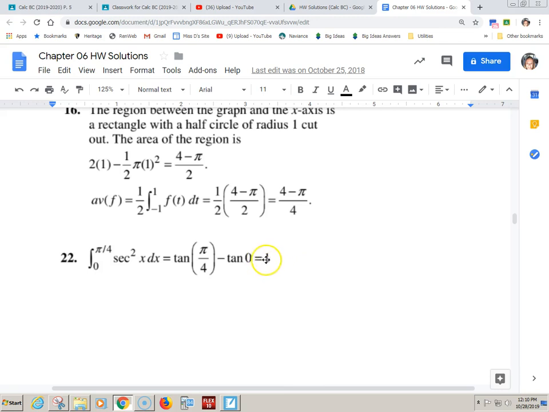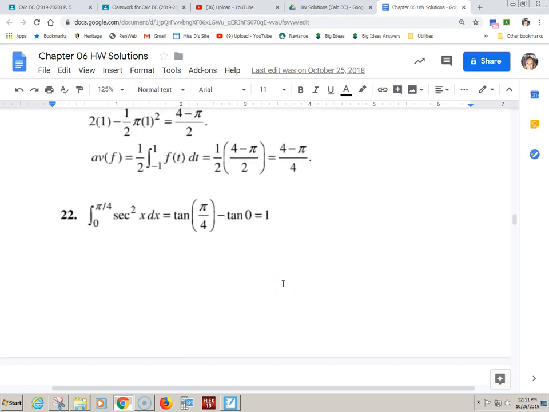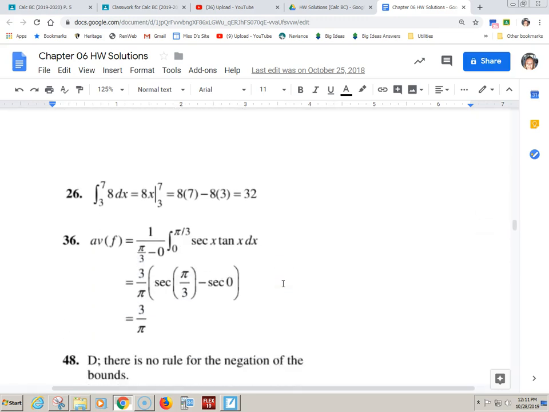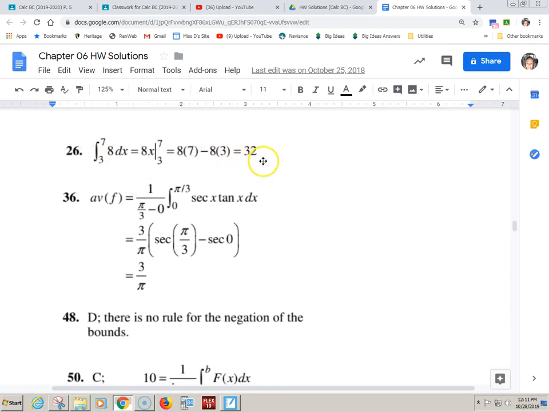Number 22 ends up being 1. Unit circle, did you know it? Trig antiderivatives, do you know them? Number 26, using the properties, you end up with 32. If you use the properties, you could have also used an antiderivative. Or you could have done the area of a rectangle, height of 8 and a base of 4. Done. Any constant functions, just a rectangle.